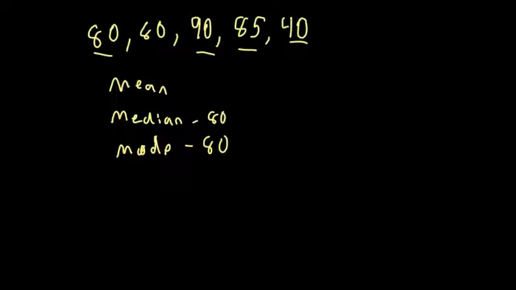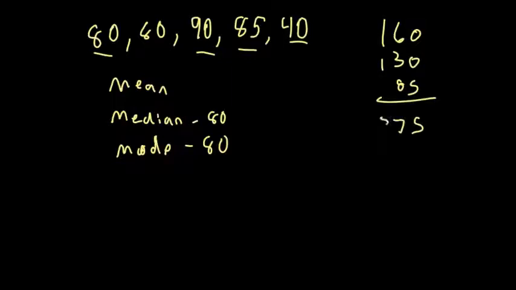Now our mean, we need to add those up. So 80 and 80 is 160. 90 and 40 is 130. 85. So that would be 375 divided by 5. Which would be 75. So our mean would be 75.